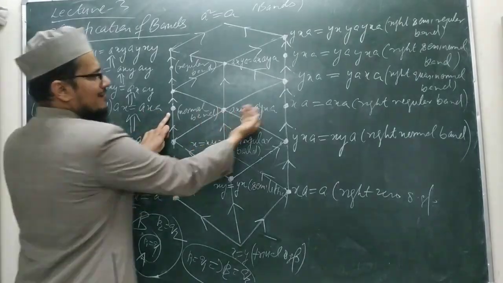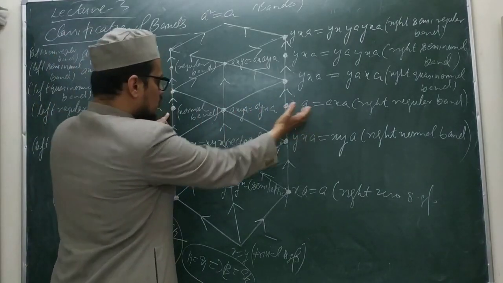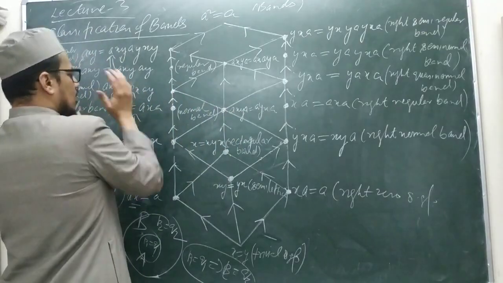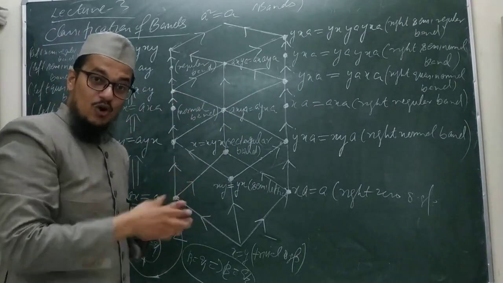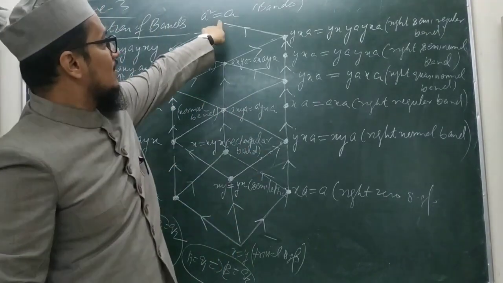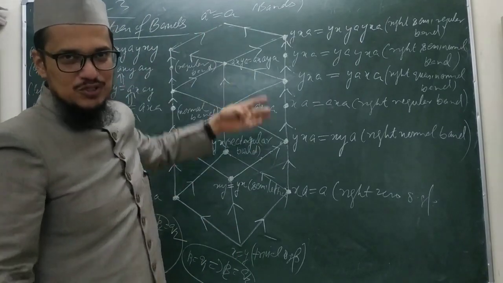In a similar way, you can see that there is no connection between normal band and left regular band and right regular band. There is no connection. So you can't prove that this class is contained in this or this class is contained in this. But all classes are contained in bands. Of course, all are bands.